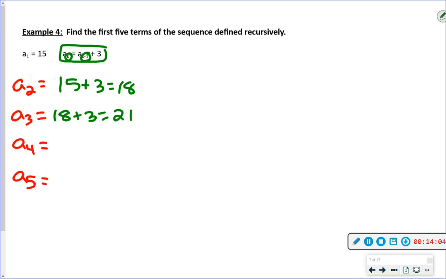I know you guys can add it. I'm just writing it up. Last term, which was 21, plus 3. Last term, plus 3.